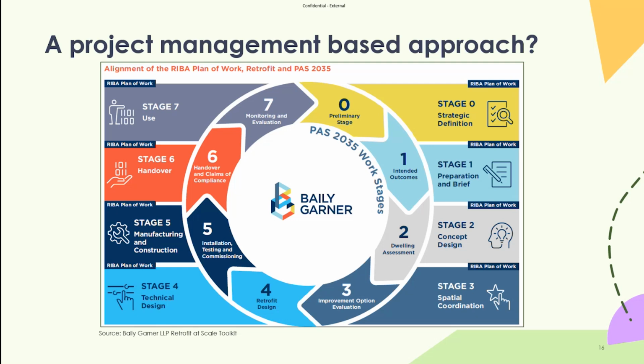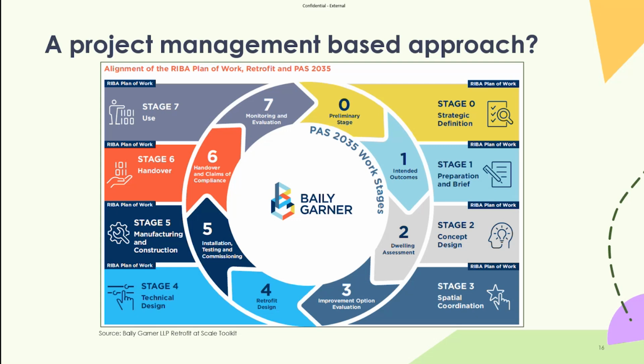So again, when we were concocting this diagram, and whoever the designer was had clearly been watching too much Wheel of Fortune, it tries to overlay the PAS standard and the work stages that we looked at earlier, that sequential approach, with the RIBA plan of work.